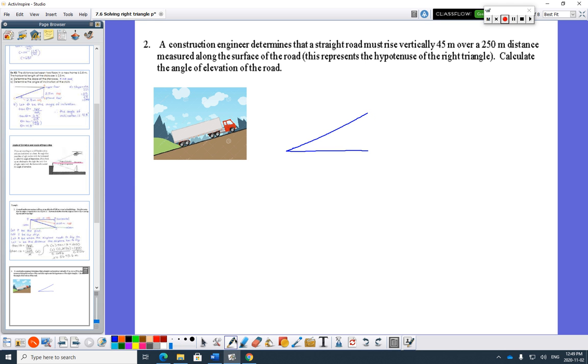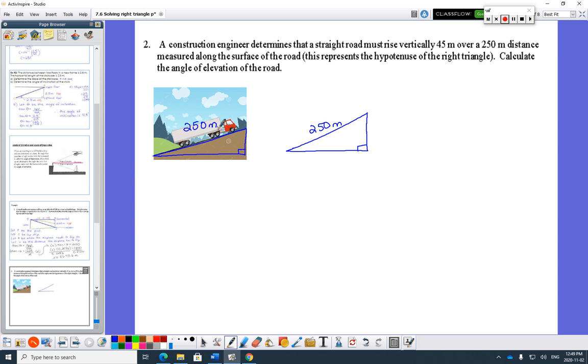Do a better job than me, or you can draw your triangle right over top. It tells you what the surface of the road is. It tells you that it's the hypotenuse, that this is 250. And vertical, right? Up and down.